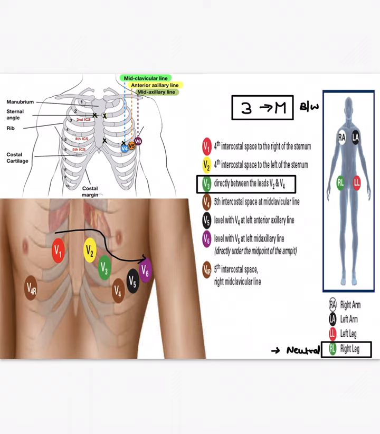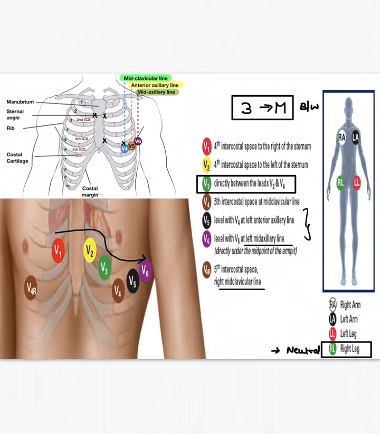Now coming on to V4, V5, V6. First you have the mid clavicular line, anterior axillary line, and then the left mid axillary line. Try to visualize mid clavicular, anterior axillary, and mid axillary. So that comes out to be V4, V5 and V6.